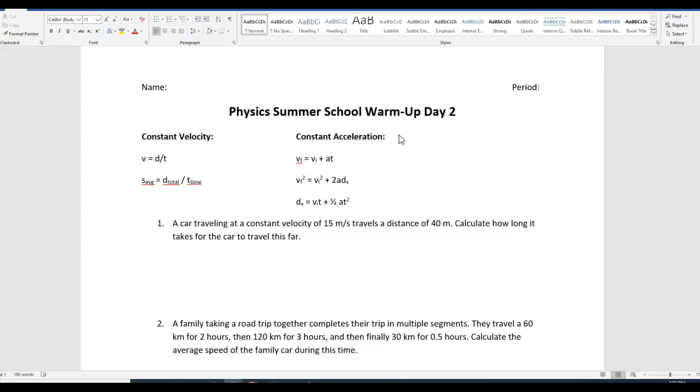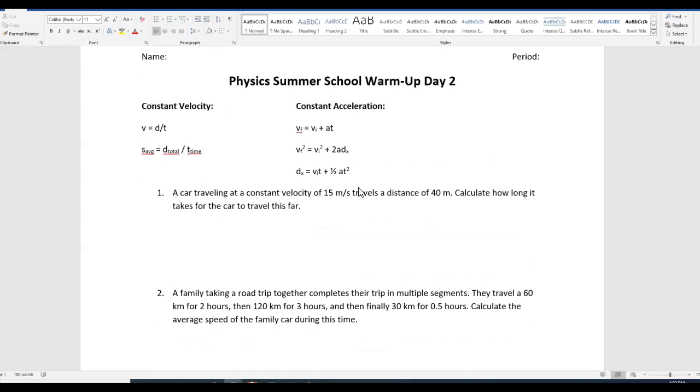The purpose of the warm-up is just to refresh your memory from the problems we were doing from the past day before we get into your quiz for today. Okay, so the first question says, a car traveling at a constant velocity of 15 meters per second travels a distance of 40 meters. Calculate how long it takes for the car to travel this far. Okay, so see if you can answer this question on your own.